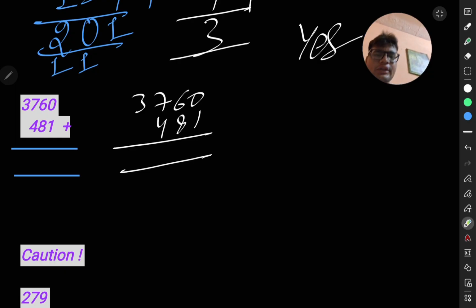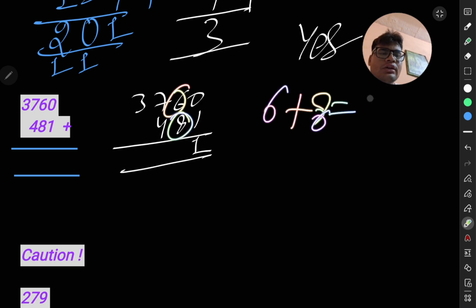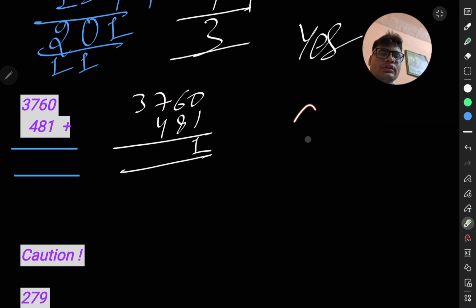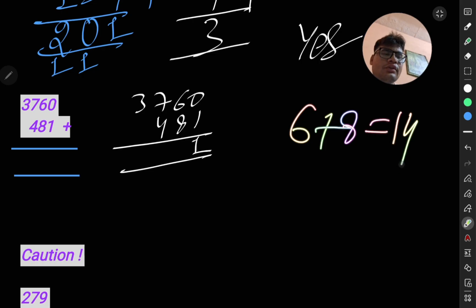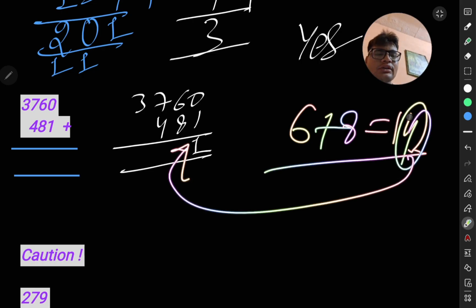What will we do? Here is 0. 0 plus 1 will be 1, so we write here 1. Now here is 6 and 8. 6 plus 8 will be 14. So we will write this 4 in this place.